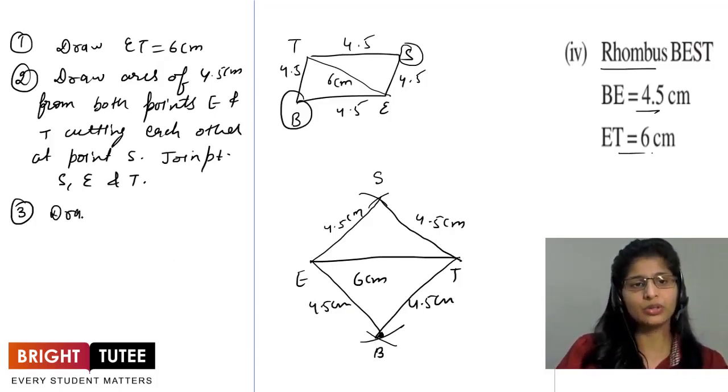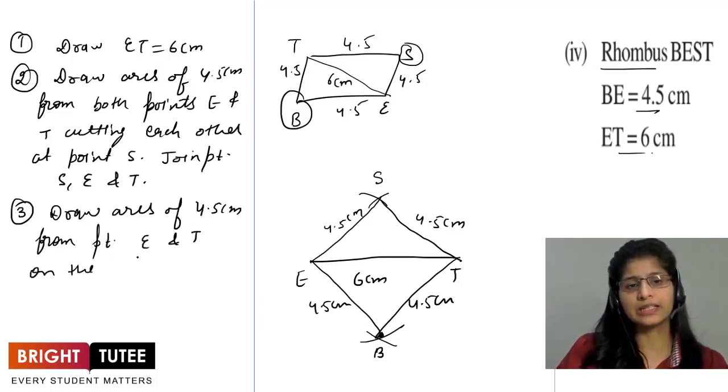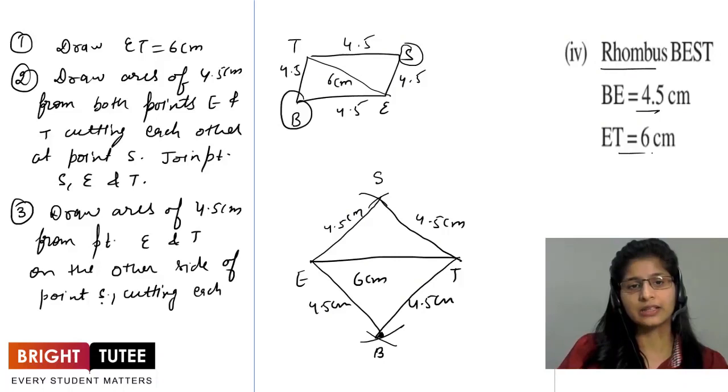So draw arcs of 4.5 centimeter from point E and T on the other side of point S, right? And cutting each other at which point? At point B. Then you are going to join E, T and B. All 3 points are joined.